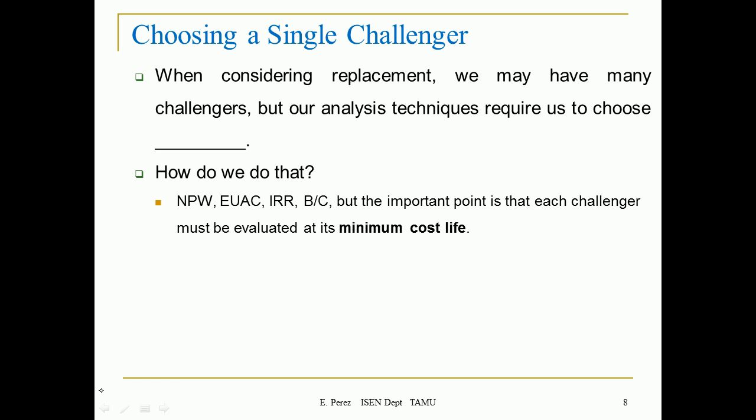Okay, so choosing a single challenger. Again, you have to compare your Defender with some Challengers. From the group of challengers that we have, we need to find a single challenger. When considering replacement, we have many challengers, but our analysis techniques require us to choose just one. So how do we do that? But you know how to do that already. You can use the net present worth, the equivalent uniform annual cash flow method, the internal rate of return, or the benefit cost analysis. These are only a few examples that you can use. But the important point is that each challenger must be evaluated at its minimum cost life. We're going to explain what that is in a second.